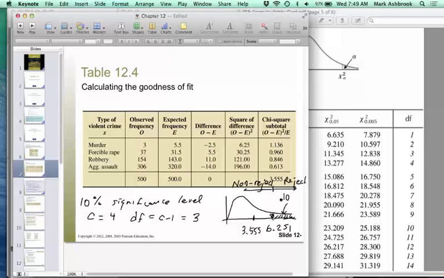We don't have evidence that the distribution in 2011 is a different distribution of crime than our expected, which we based on 2000. So we don't have significant evidence to say the relative frequency has changed a lot since 2000. Okay, any questions on that? So that's basically it. We can spend the rest of the time working on examples. Let's do one more example together, and then I'll give you some. Any questions?